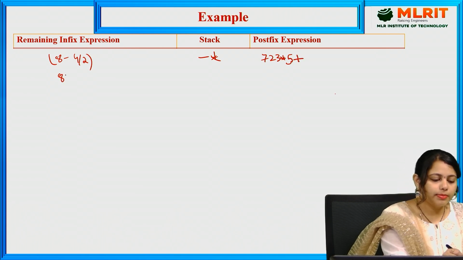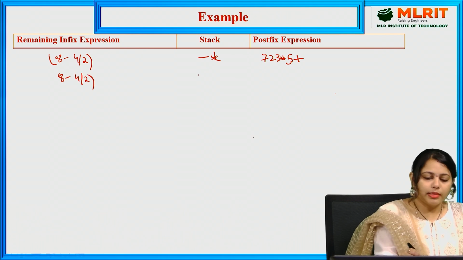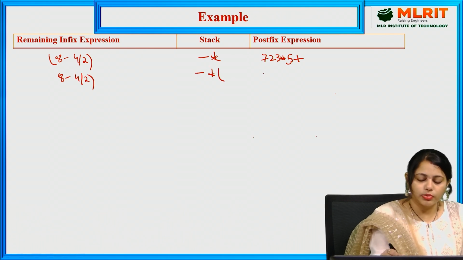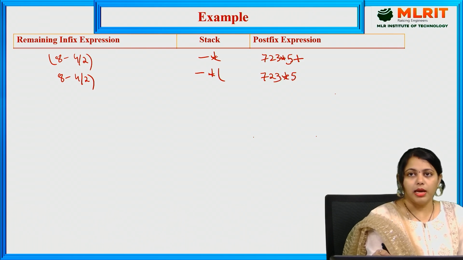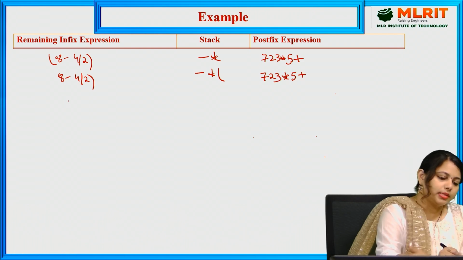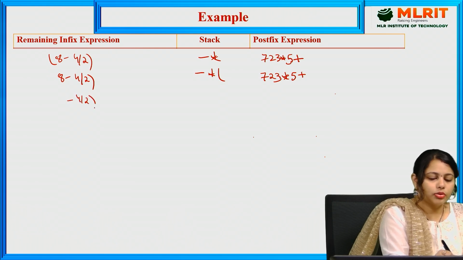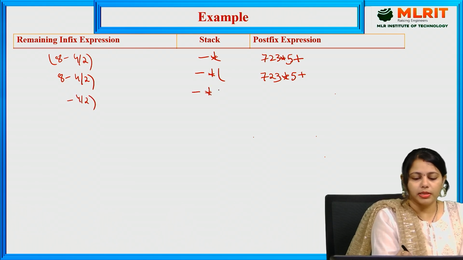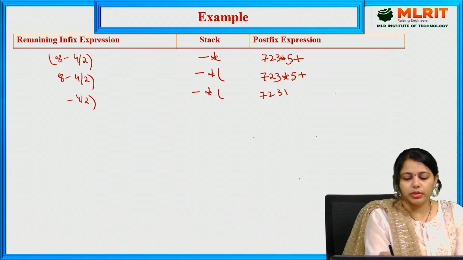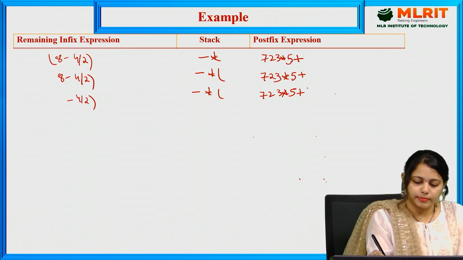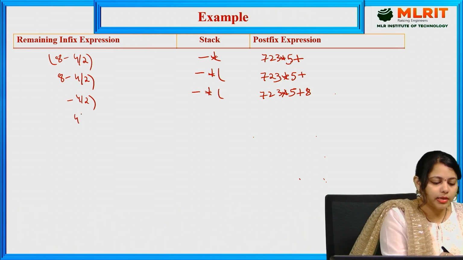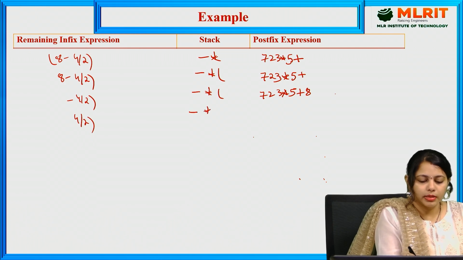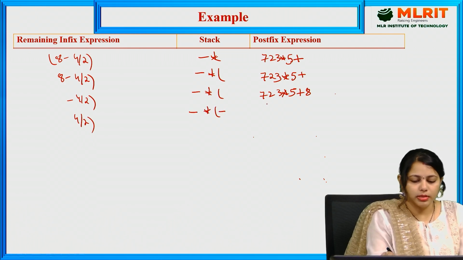So the incoming symbol is the open parenthesis, so that will be entered into the stack. And in postfix we are going to have 7 2 3 star 5 plus. Okay, so the next incoming is the operand. The operand will be printed in the postfix: 7 2 3 star 5 plus 8. So the next incoming symbol is minus. Minus will be inserted into the stack.